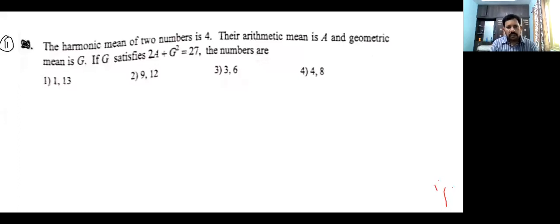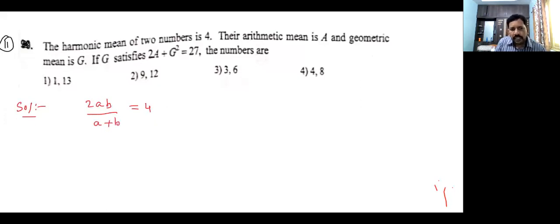See the next question. This is a previous mains question. The harmonic mean of two numbers is 4. Their arithmetic mean is capital A and the geometric mean is capital G. If G satisfies 2A plus G square is equal to 27. So we know that harmonic mean, what is the formula? That is 2ab divided by a plus b. This is harmonic mean formula. That value is already given, 4.